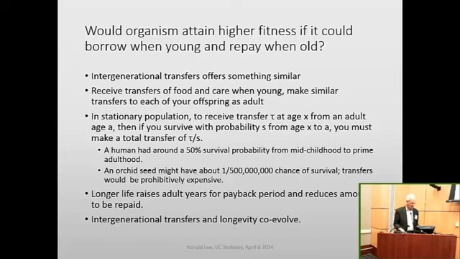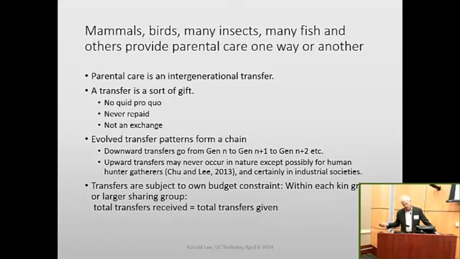So I'm going to talk about a couple of modeling efforts. One of these is within the mutation accumulation approach. Another is within the optimal life history approach. And in both of these, the result is that intergenerational transfers, downward intergenerational transfers, co-evolve with longevity. Intergenerational transfers, well, parental care is the simplest form, and of course it's very pervasive.